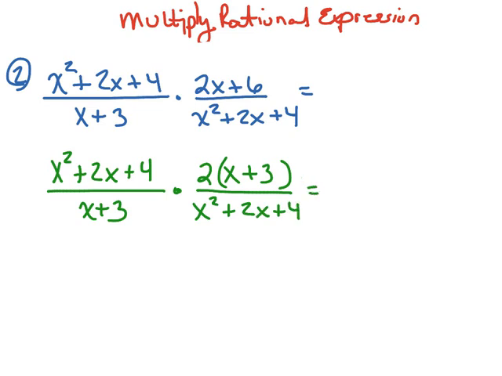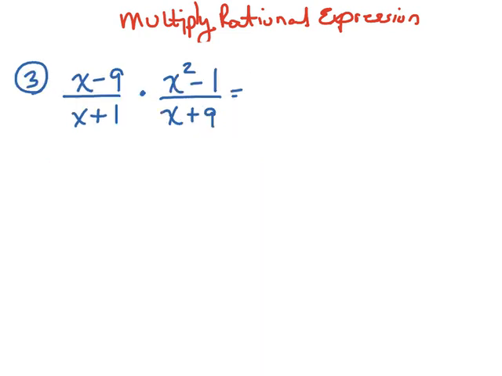At this point, I've done all the factoring that I can. What I'm going to do now is go ahead and look for some factors I can cancel out. I can cancel out the x squared plus 2x plus 4. I can also cancel out the x plus 3's. So notice what I'm left with is a 2. Therefore, when I multiply these two rational expressions, the answer is 2.